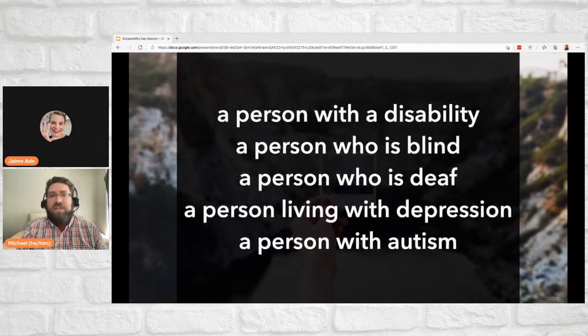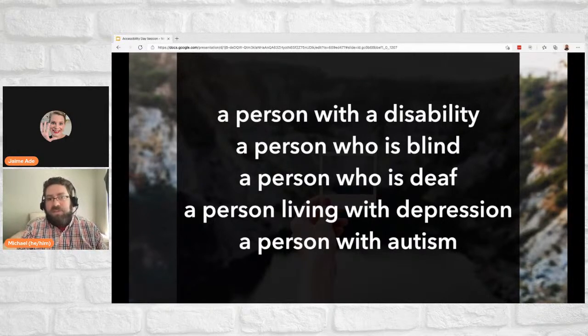The preference now is that we flip that language around so that it is person first language, because ultimately that person is a person first. So that's a person who's living with a disability, a person who happens to be blind or deaf, a person who's living with depression, a person who is autistic, right? Not an autistic person, but a person who is autistic.